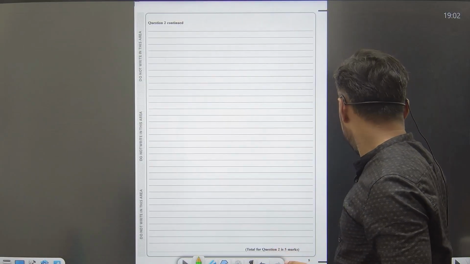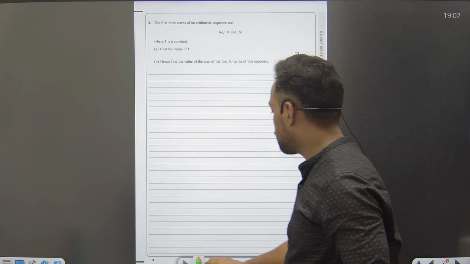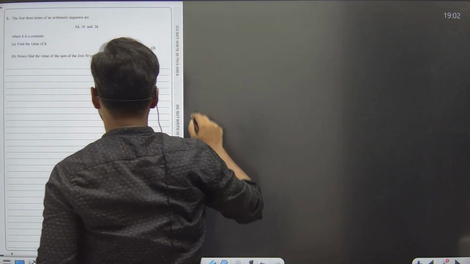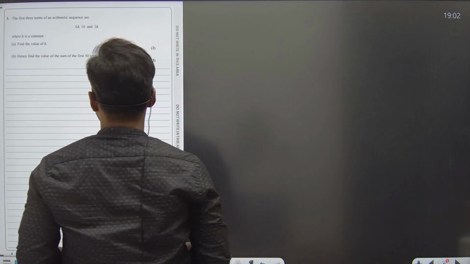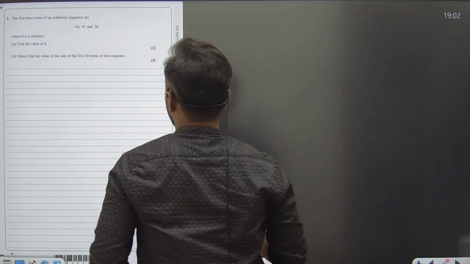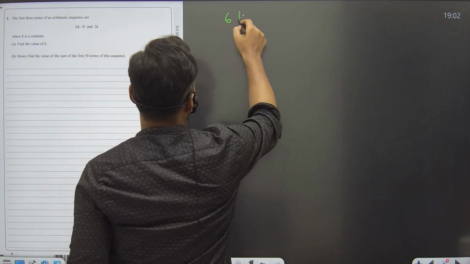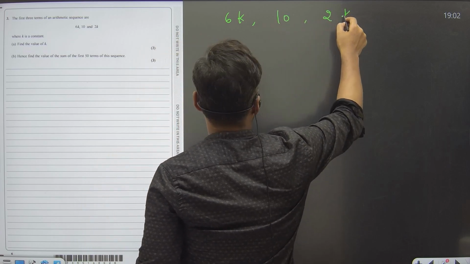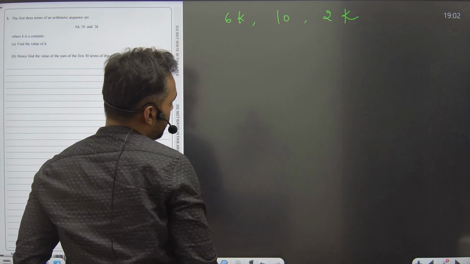Now let's move to the next question. Third question, students: the first three terms of an arithmetic sequence are 6k, 10 and 2k, where k is a constant. Find the value of k. Let's do it. 6k, 10, 2k. This was the arithmetic sequence.